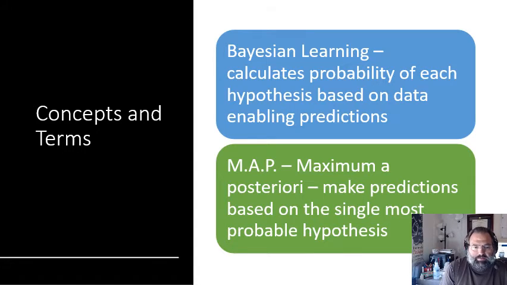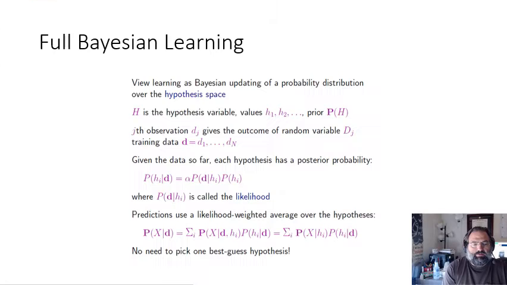We'll refer to that as MAP. I'll try not to say MAP. It should be MAP, based on the single most probable hypothesis. So again, the most likely sort of thing. Talking a bit about full Bayesian learning: we view learning as Bayesian updating of a probabilistic distribution over a hypothesis space.